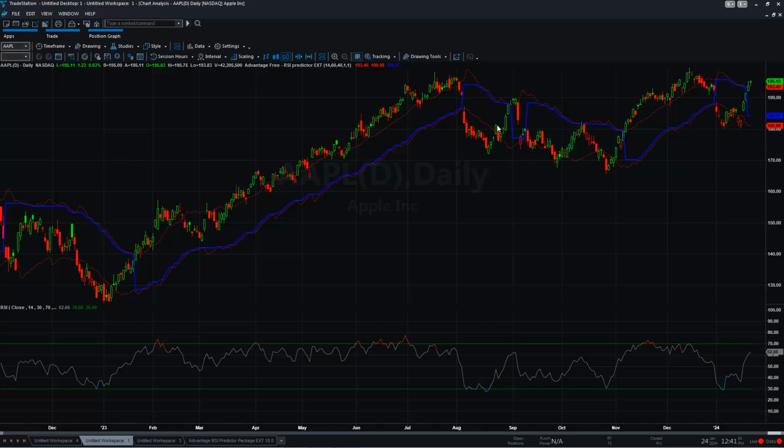So now that we have explored the core functionality of the RSI Predictor, let's take a moment to reflect. Consider your own trading experience. Can you recall a situation where traditional RSI readings might have been misleading or not fully informative? This reflection is crucial as we transition into the next indicator in the package, which is RSI Intraday Readings.